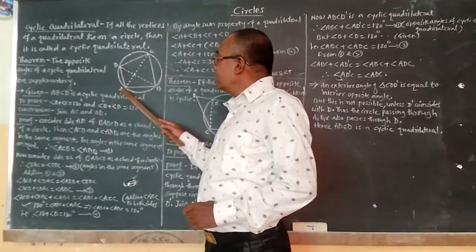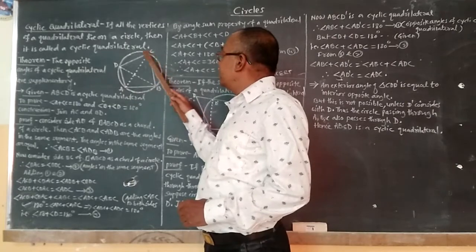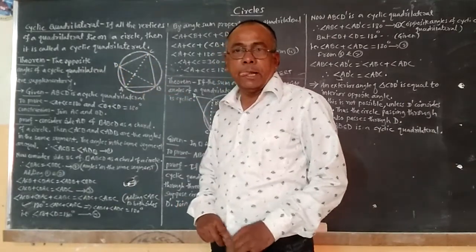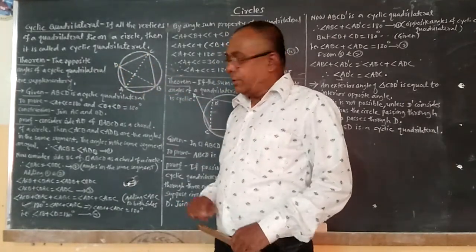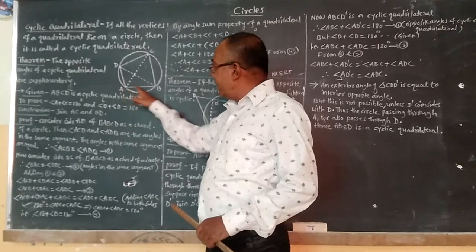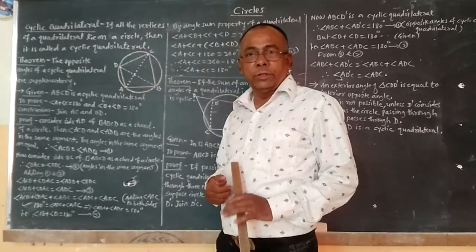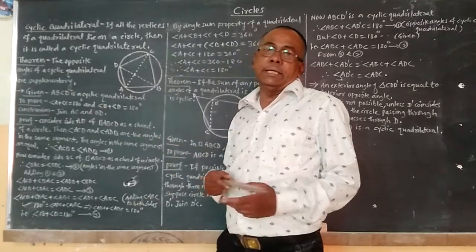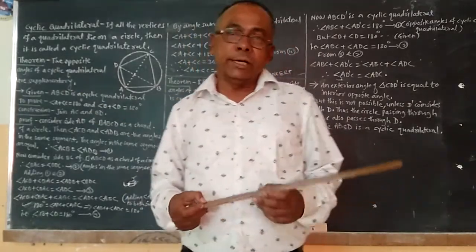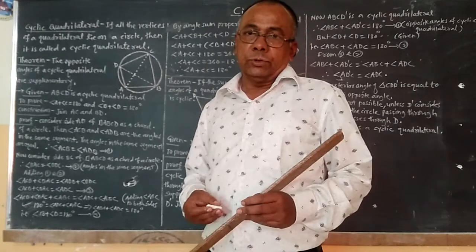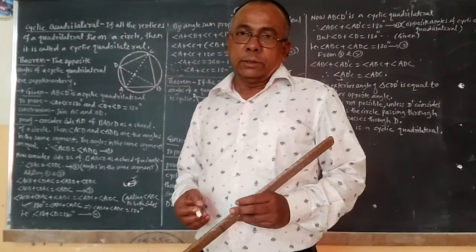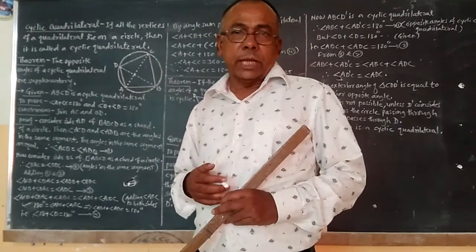Here in the figure, ABCD is a quadrilateral, and all the vertices A, B, C, and D are lying on the circle, and therefore ABCD is a cyclic quadrilateral. So that is about the cyclic quadrilateral.